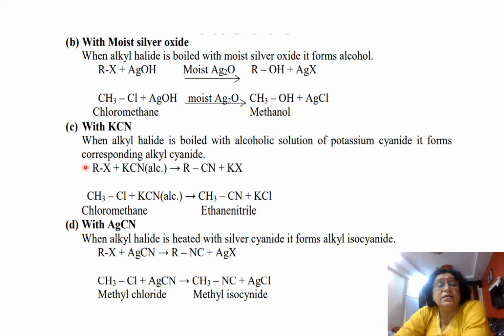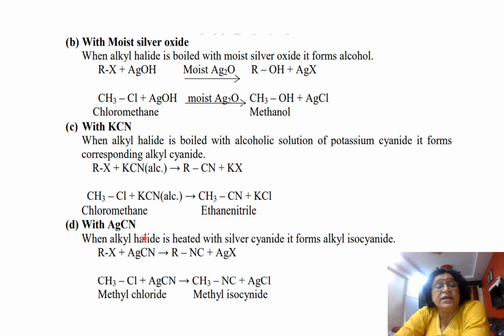Then with KCN. So KCN, when alkyl halide is boiled with alcoholic solution of potassium cyanide, it forms alkyl cyanide. Here, alkyl halide plus KCN forms alkyl cyanide plus KX. So what is the nucleophile here? CN minus. So X minus forms a leaving group and CN minus takes its position and RCN is formed. So when you take methyl chloride and react it with alcoholic KCN, you get methyl cyanide plus potassium chloride. The IUPAC name of methyl cyanide is what? Ethane nitrile. So chloromethane forms ethane nitrile, right?